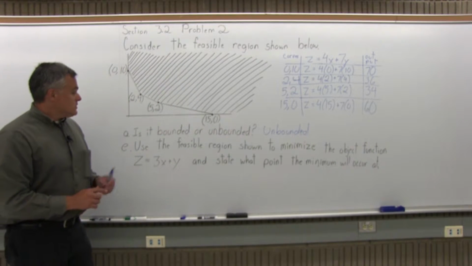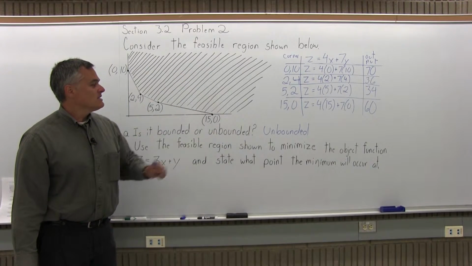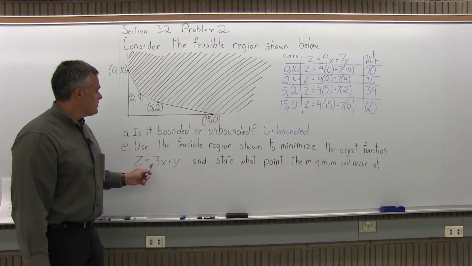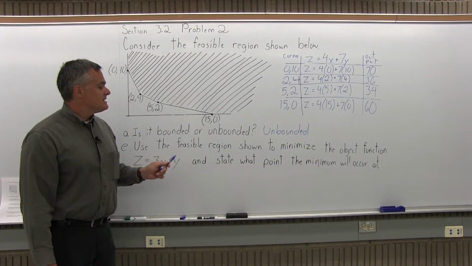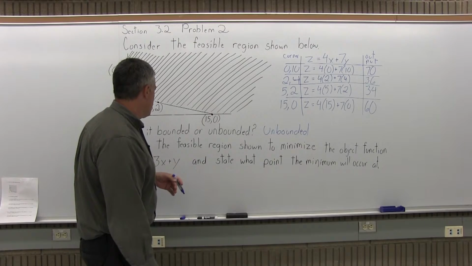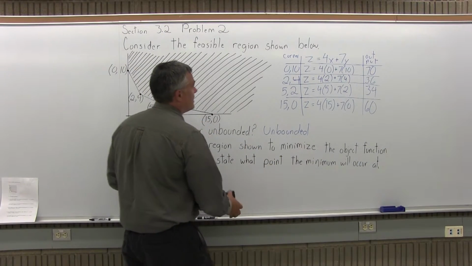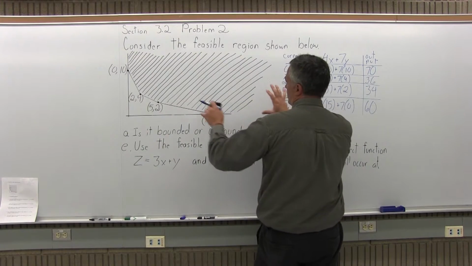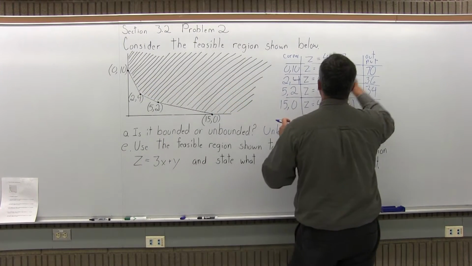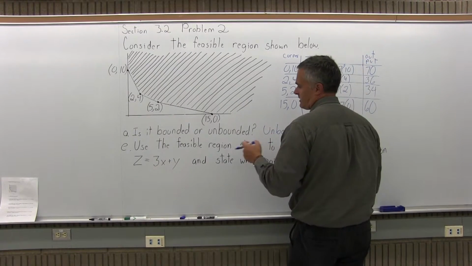So part E is: use the feasible region shown, this one here, to minimize the objective function z equals 3x plus y and state what point the minimum will occur at. So it's the same process. I'm going to go to that chart that I've been filling out, and it's going to have the same corner points because I'm using the same feasible region, but the objective function will be different now. It will be different than the previous part.